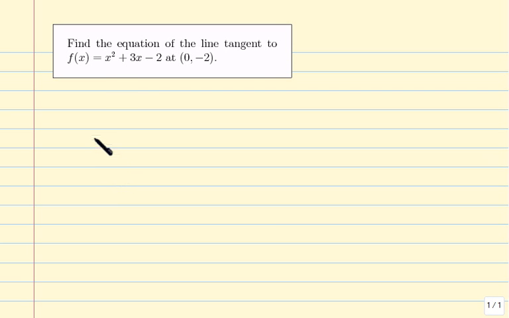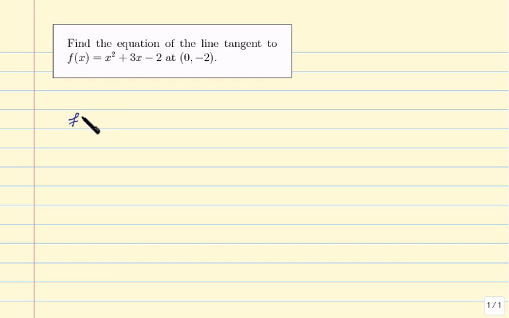But we know a little bit about calculus now. We know how to take derivatives, and what are derivatives but formulas that give us slopes of tangent lines? So that's where we should start. Let's take the derivative of f.